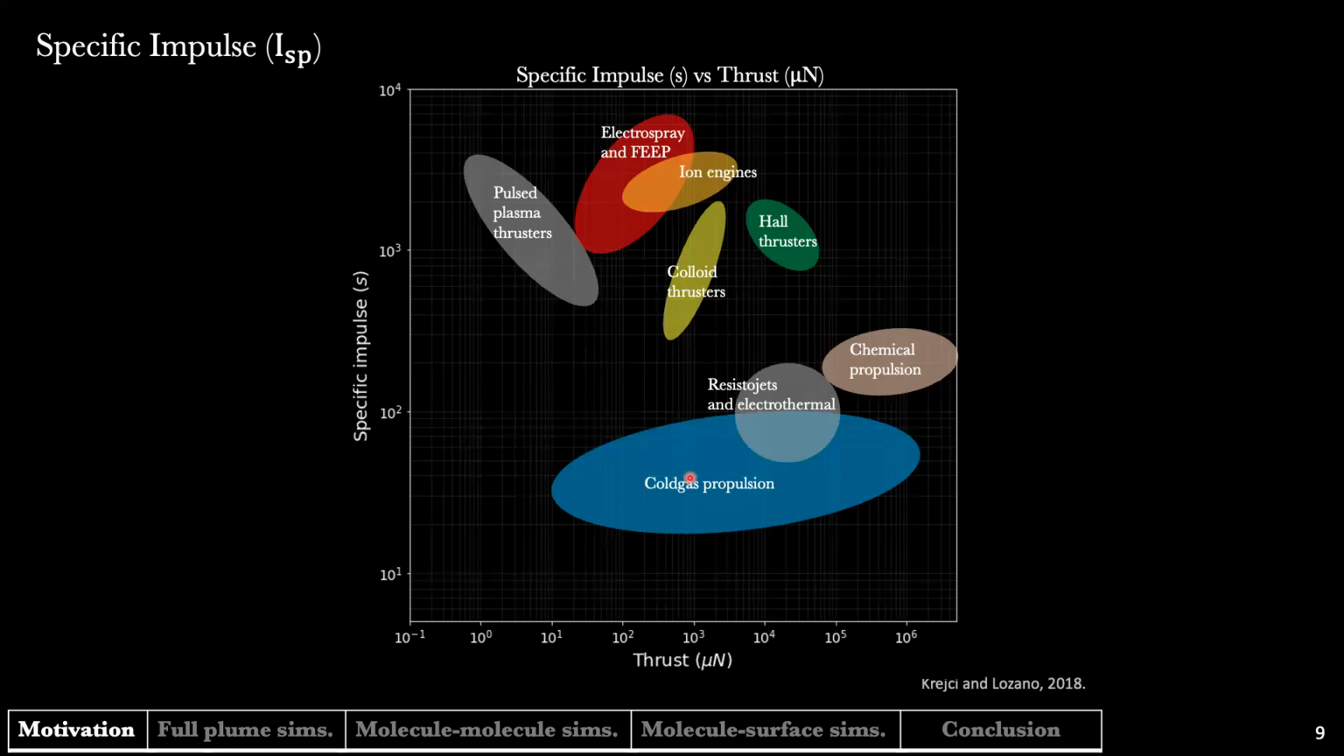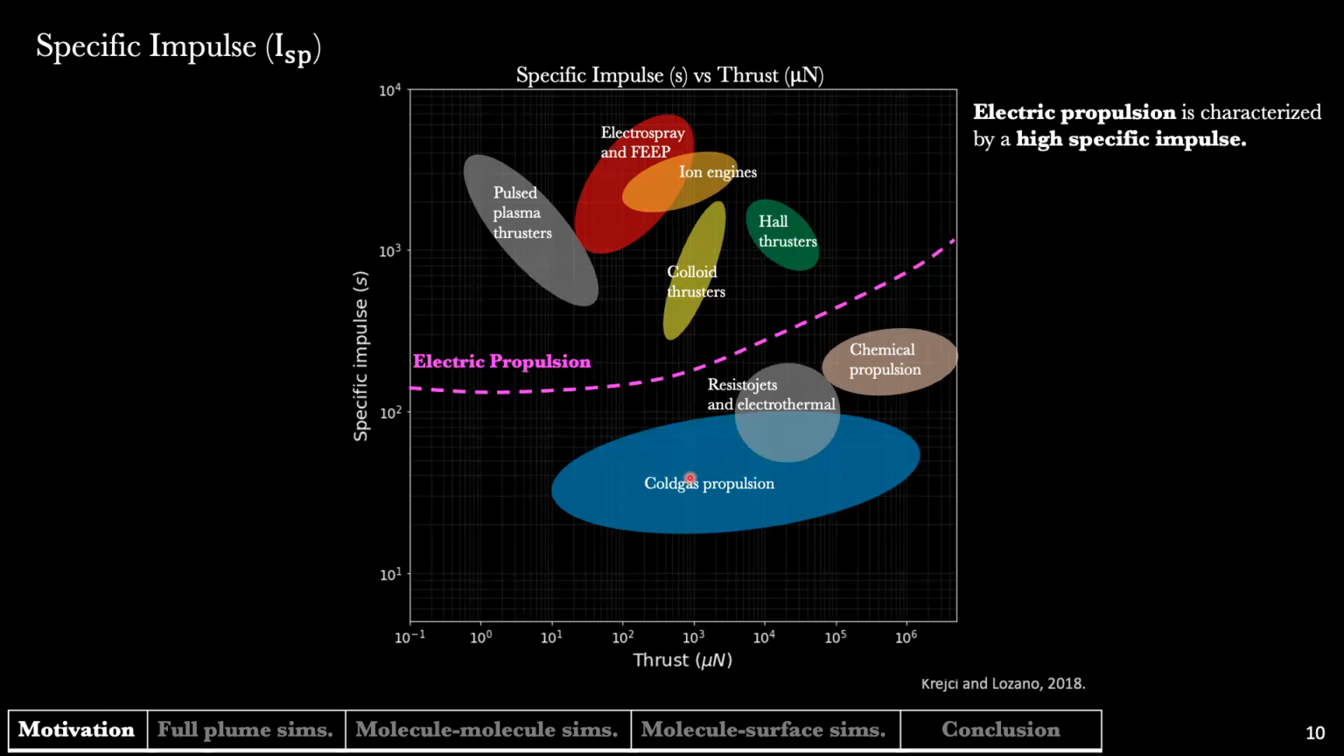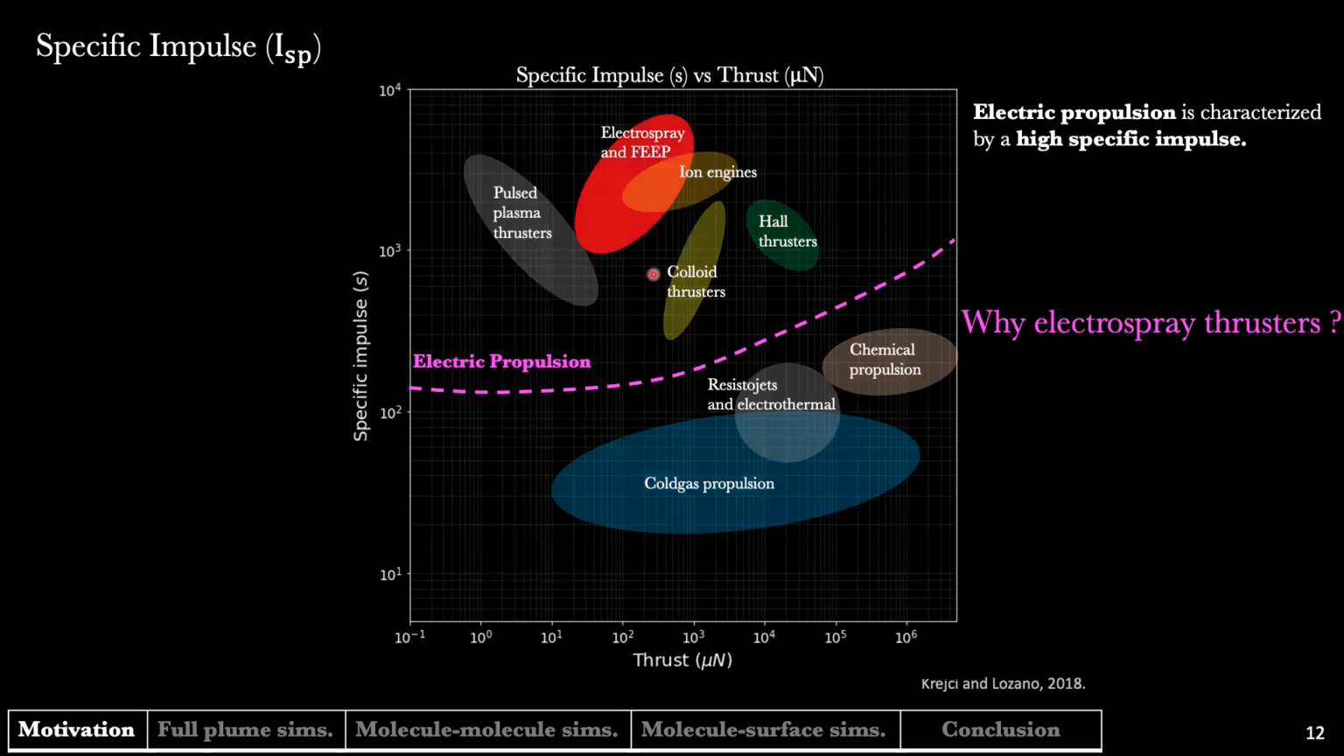And this figure here gives the specific impulse as a function of the thrust. And we can observe that all electric propulsion systems happen to be in the upper part of this figure. So electric propulsion is characterized by a high specific impulse. And in our work, we are specifically interested in electrospray thrusters. We can also ask why electrospray thrusters.